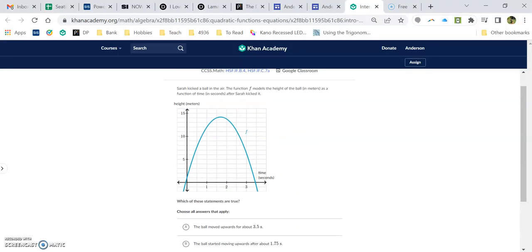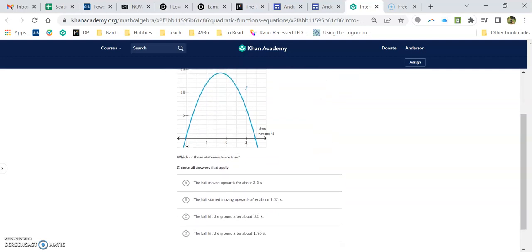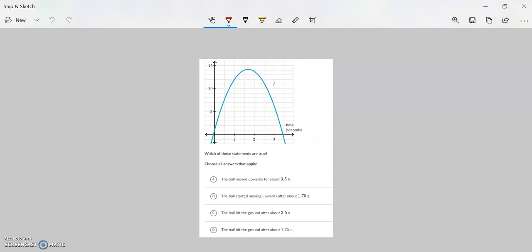Let's read the scenario first. Sarah kicked a ball in the air. That's the scenario. The ball moved upwards for about 3.5 seconds. So here's where the ball is kicked. It's slightly above ground because it's off of a foot, not the ground. It's going up for 1.75 seconds, and then it's going back down until about 3.5.